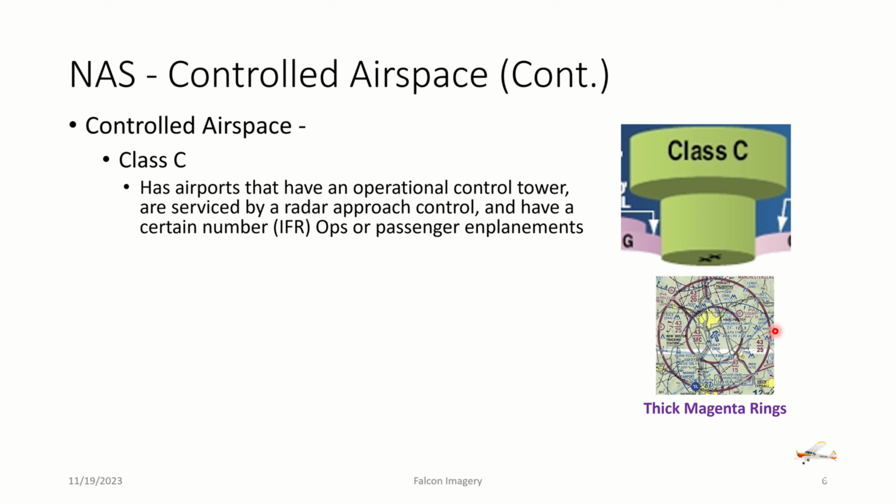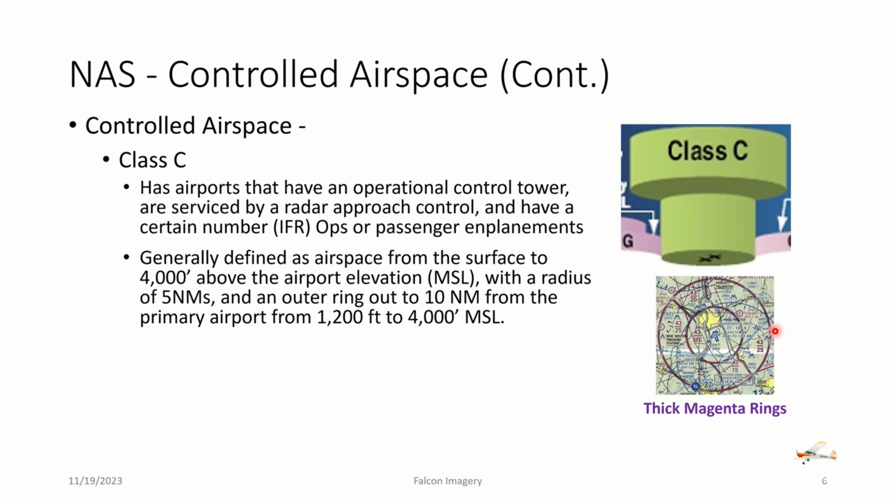If we step down a level, we go to Class Charlie airspace. This has airports that have an operational control tower, are serviced by radar approach control, and have a certain number of IFR operations or passenger enplanements. Here in the state of New Hampshire, Class Charlie airspace would be represented by something like the Manchester, New Hampshire Airport, or Portland, Maine Airport. That's Class Charlie. It's generally defined as airspace from the surface to 4,000 feet above the airport elevation, MSL, with a radius of 5 nautical miles on the inner ring and an outer ring that's 10 nautical miles in radius from the primary airport, from 1,200 feet to 4,000 feet MSL.